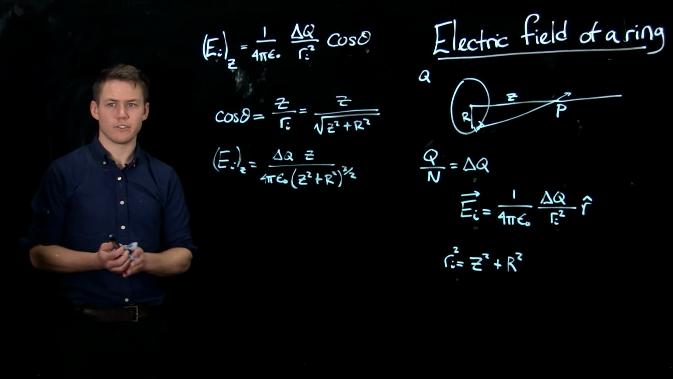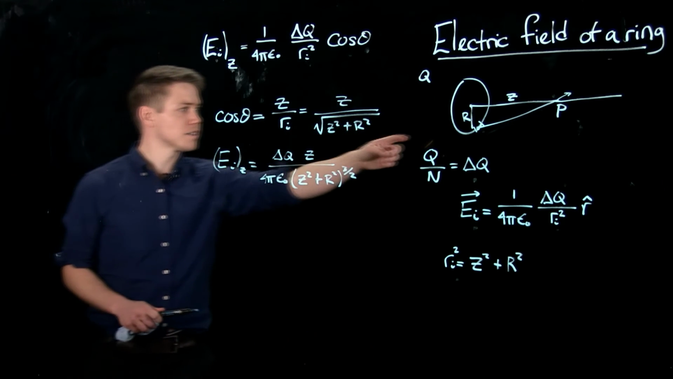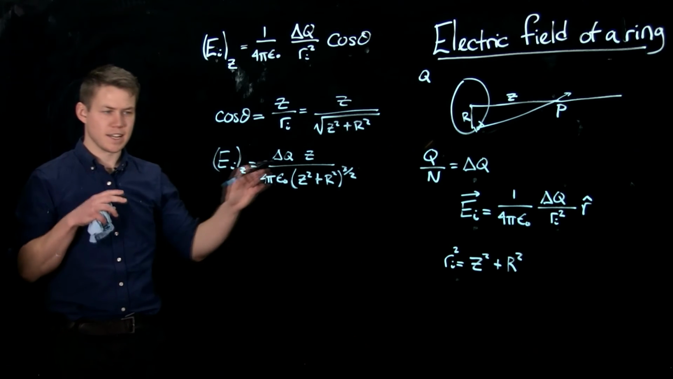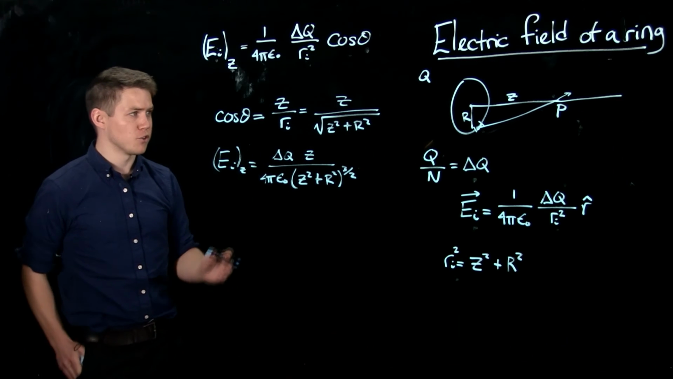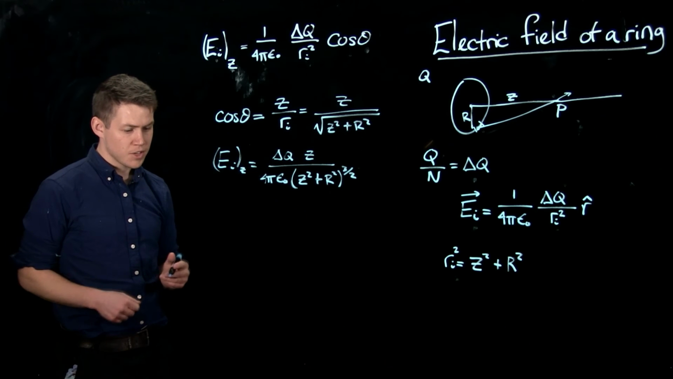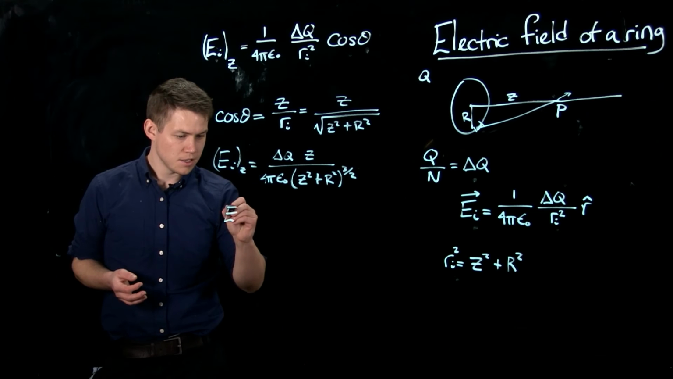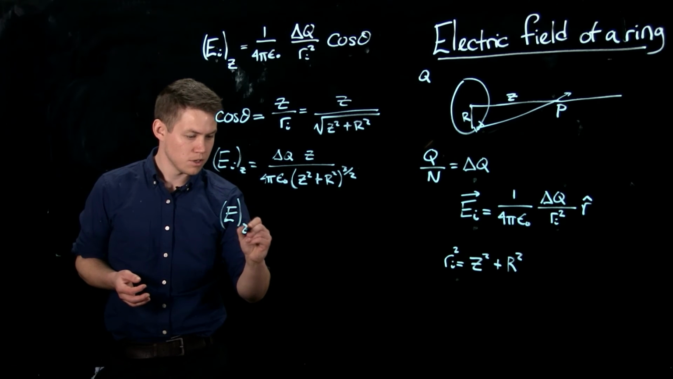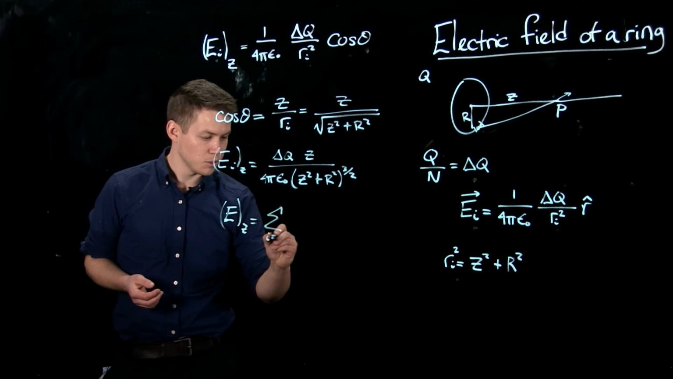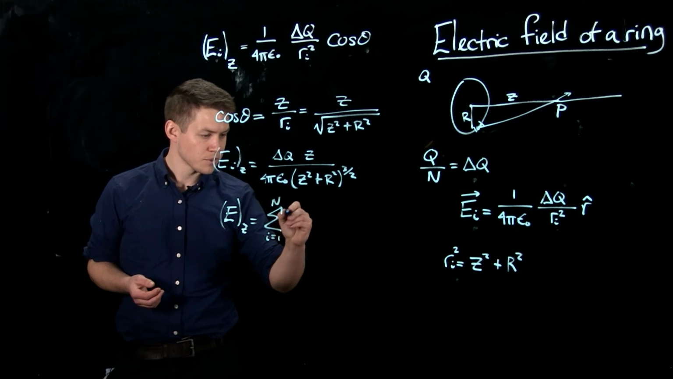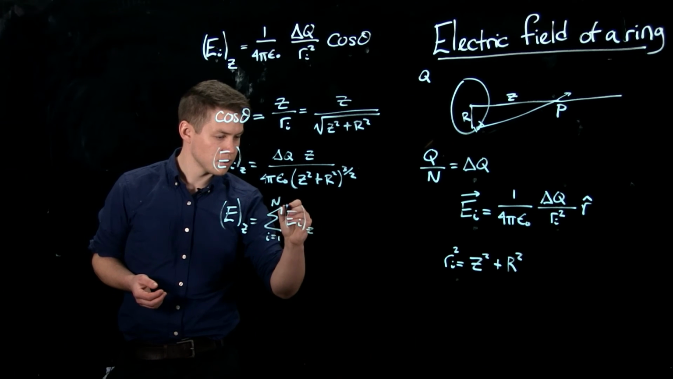Okay, so what have I done so far? I've managed to figure out what the electric field is due to the ith segment at P in the z direction. But what do I want? Well, of course, I want the electric field from all of those n segments. How do I calculate that? Well, I can write it out here. The electric field in general along z is just the summation from i equals 1 to n of all of these things that we've already calculated.